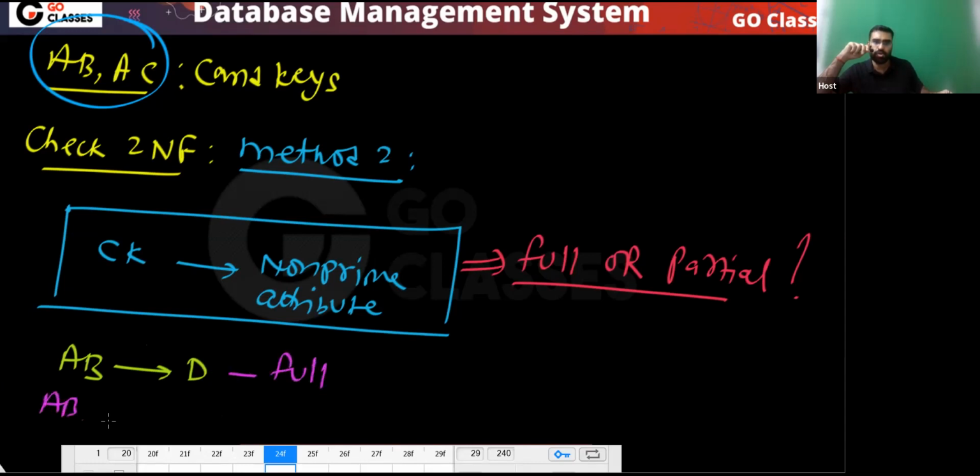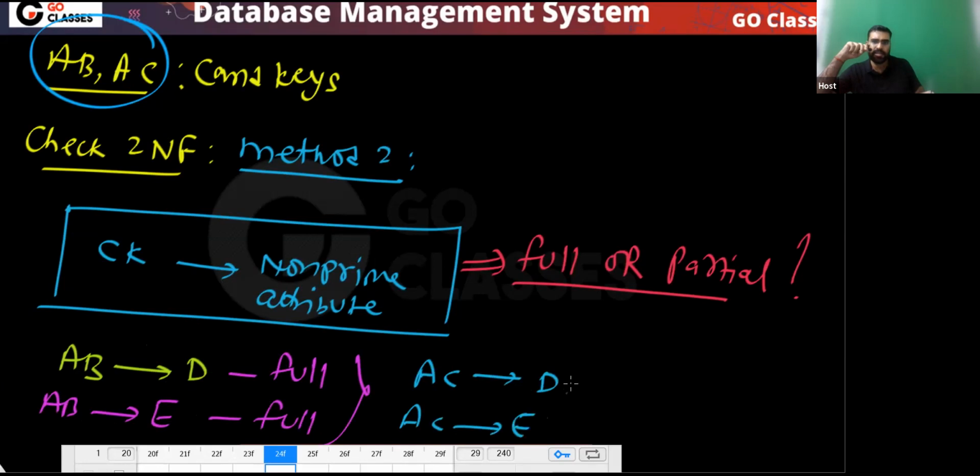This is full. So you can notice everything will be full. Like AB determining, this is also full. This is also full. Okay. Similarly, you can notice AC determining D, this is also full. And AC determining E, these are also full. These are also full FDs.